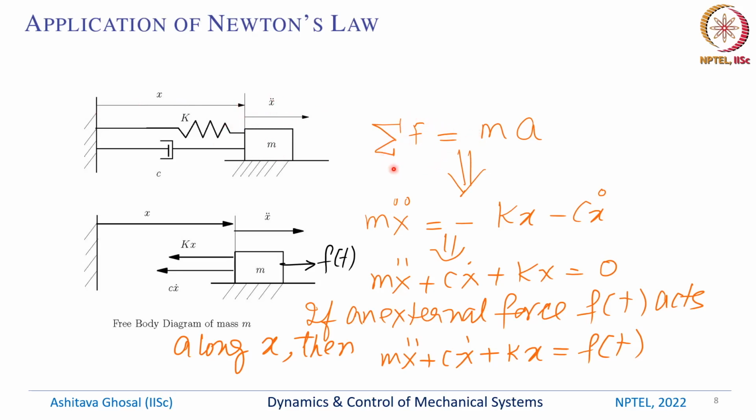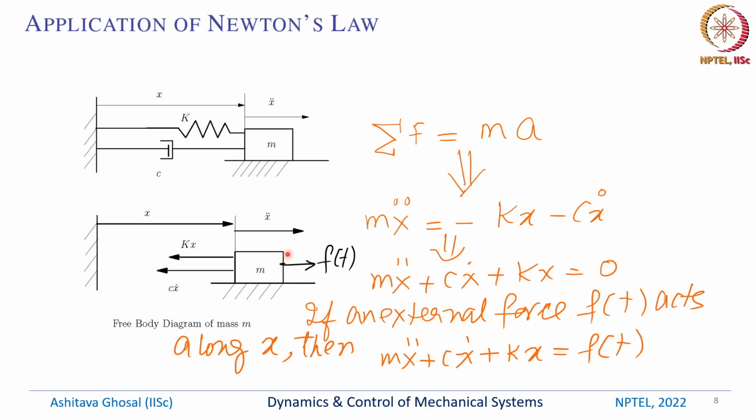Newton's law says that the sum of all these forces is equal to m times a. So what is a? It is x double dot. And what are the forces which are acting on this mass? There is a k times x which is going in the opposite direction to x, and there is a c x dot. So what we have is m x double dot is equal to minus kx minus c x dot. And this we can rewrite as m x double dot plus c x dot plus kx equal to 0.